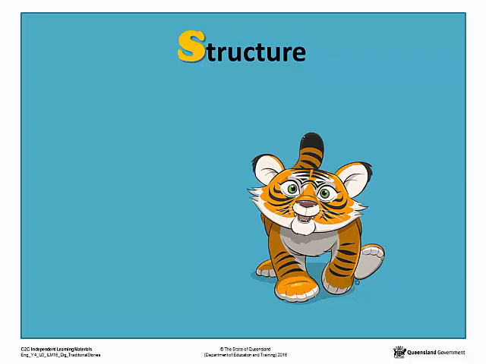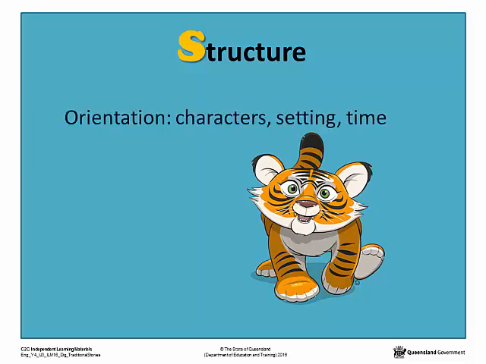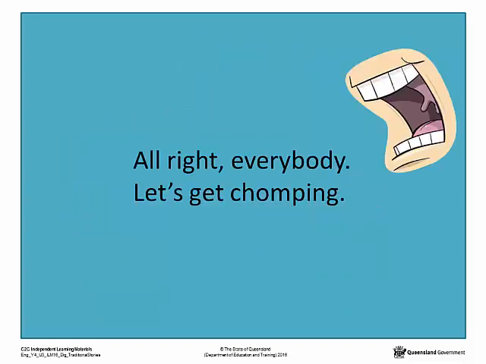Folk tales have a narrative structure. That means they have an orientation or introduction. This is where the storyteller introduces the characters, the setting, and the time, such as long, long ago, once upon a time. Then there is the complication. This is the problem that happens. There is a series of events that happen, and then the resolution, or the way the complication or problem is resolved or solved. All right, everybody, let's get chomping!